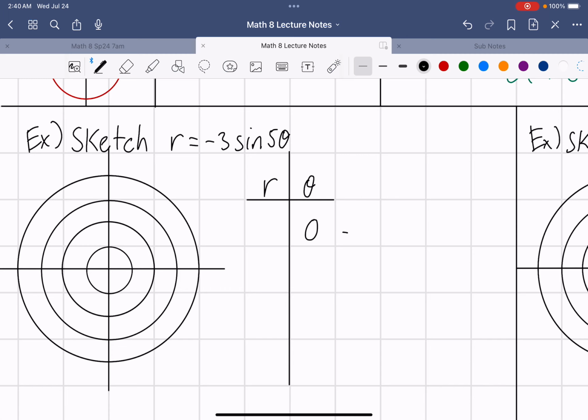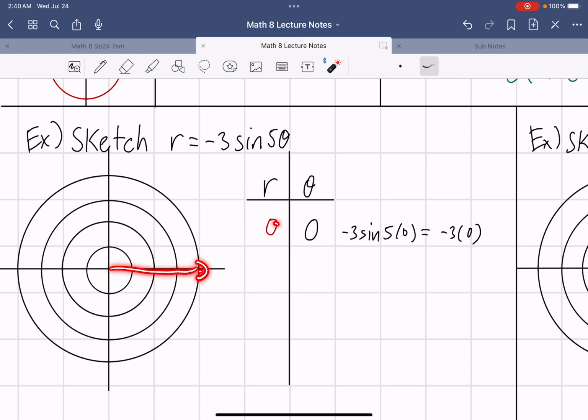I'll just do it right next to it. Negative 3 times sine of 5 times 0. Well, 5 times 0 is 0, and sine of 0 is also 0. So negative 3 times 0 is going to give me 0. So if I'm facing in this direction, remember, we always look in the positive direction, but my r is 0. That tells me I have a point right at the origin.